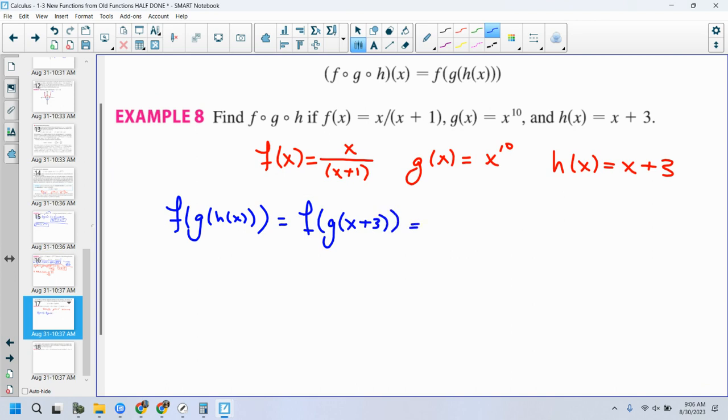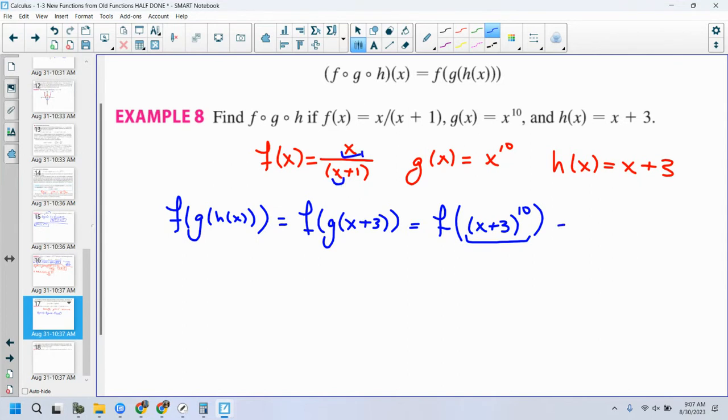Right? You follow me there? Okay, now what is g of x plus 3? Well, that is x plus 3 to the 10th. You follow me there? I take h, I plug it into g, and I'm going to take that and plug it into f. No, I'm not going to force you to reduce the x plus 3 to the 10th. No, thank you. So now this is my input. This full thing is my input. That's what's going to go in for these two x values.